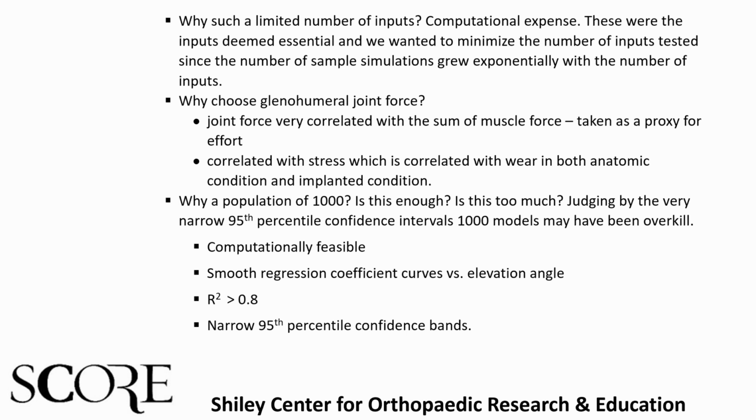We chose 1,000 models, more or less arbitrarily. In retrospect, it may have been overkill. I think we could have gotten away with less, just given the R-square value and what the data looks like, the smooth regression coefficient curves versus elevation angle, and how narrow the 95th percentile confidence bands ended up being. So 1,000 was a good number, but I think we could have managed with less.